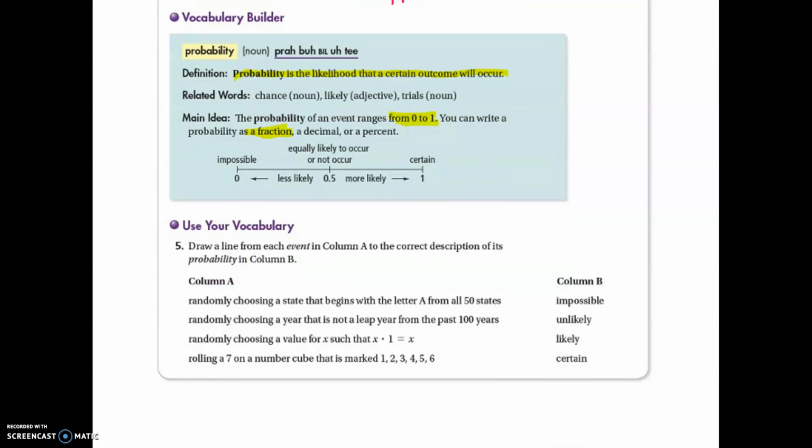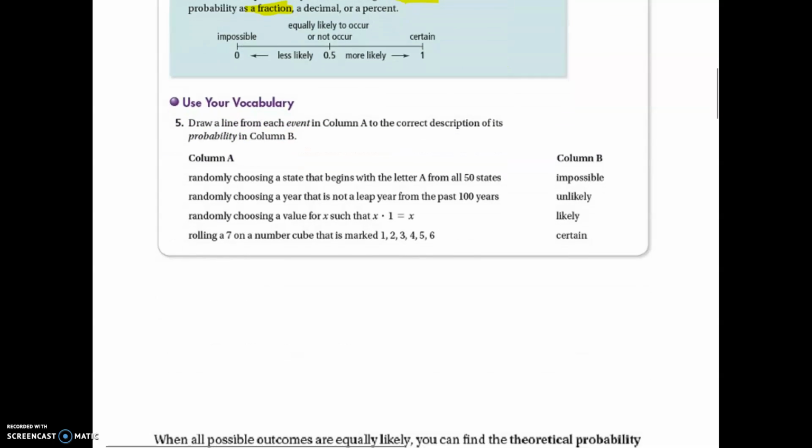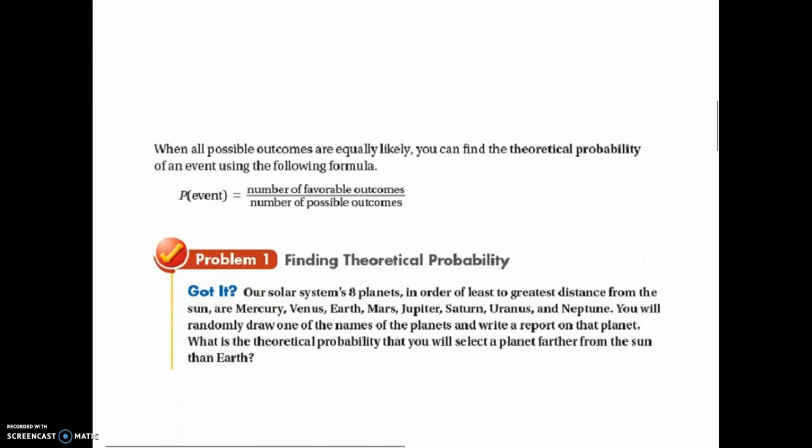We have a little bit of matching here for vocab, giving you a situation to describe its probability from likely or certain to impossible. You can do that on your own if you would like to, but I'm not going to do that today. We're going to just kind of move right along here with probability. So let's get going. So if you guys will turn to the next page. Again, I've got a little bit of vocab here.